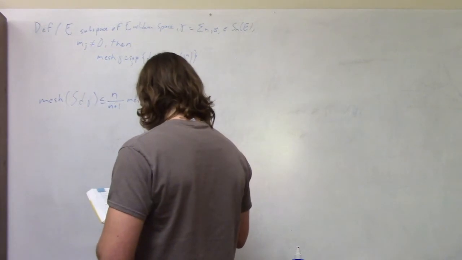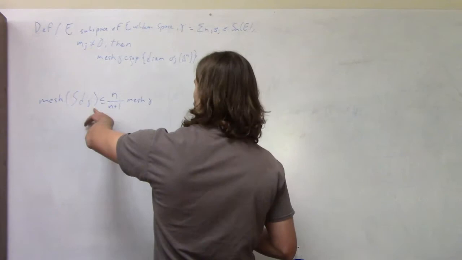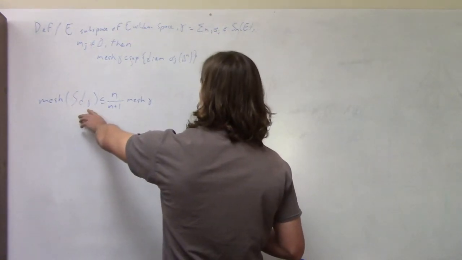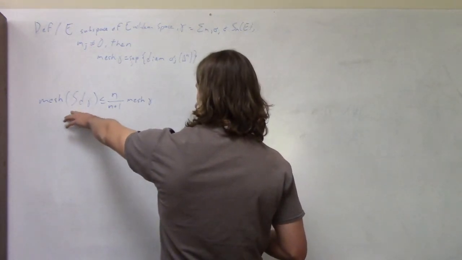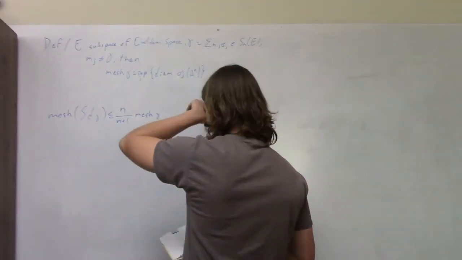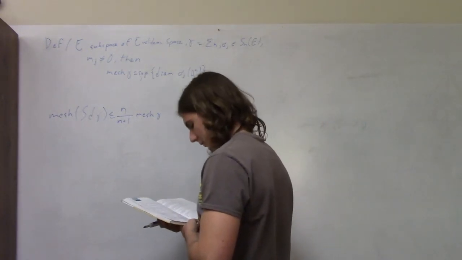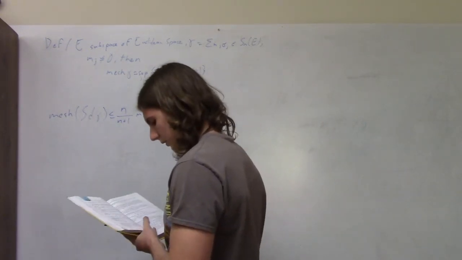He says it follows immediately from theorem 2.9 that if we have this subspace in Euclidean space and you have gamma, then the mesh of the subdivision of gamma is going to be less than or equal to n over n plus 1 times the mesh of gamma. And I'm not sure if I really proved it well, but I'll explain how I got there.